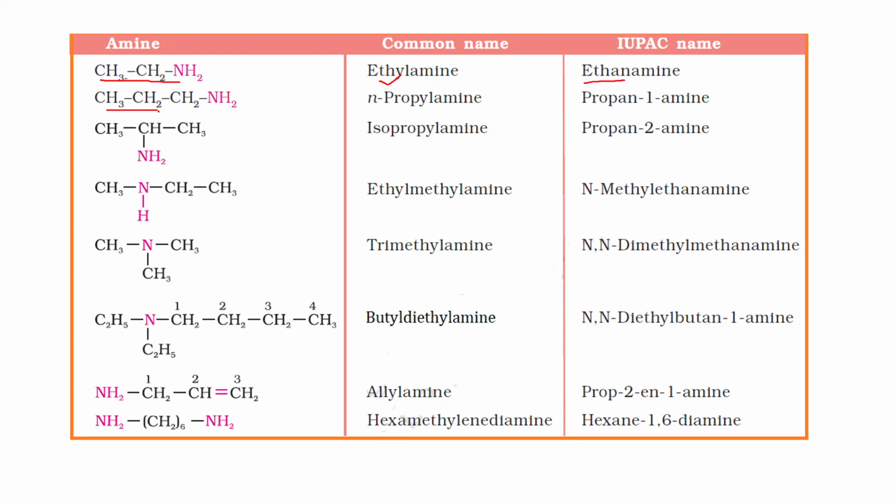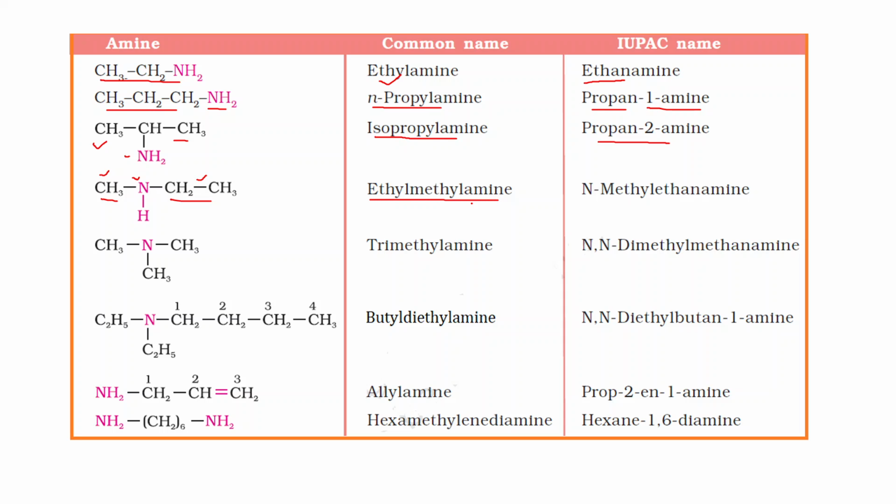This is CH3CH2CH2NH2. This is n-propylamine. And in IUPAC, this is propane-1-amine. Now this, CH3CH(NH2)CH3, is isopropylamine in common name, and propane-2-amine is its IUPAC name. Now in this case, this NH is attached to two different alkyl groups. This is ethyl and this is methyl. That's why its common name is ethyl methyl amine.